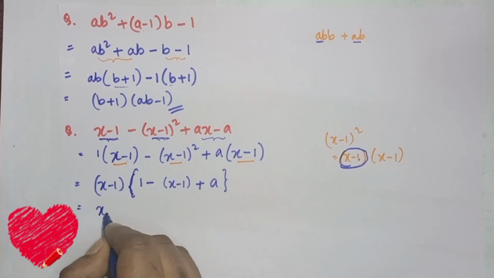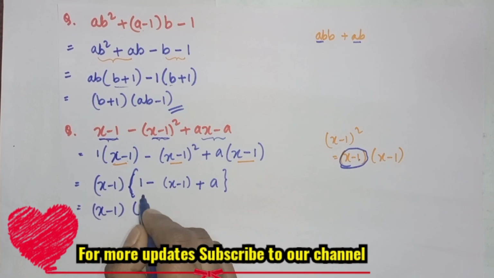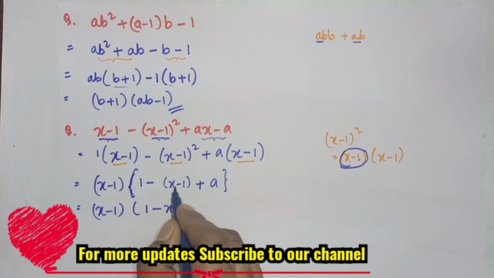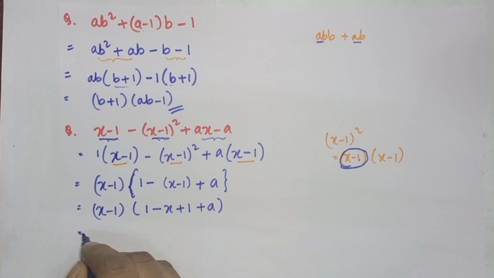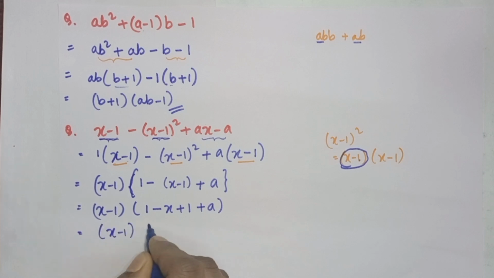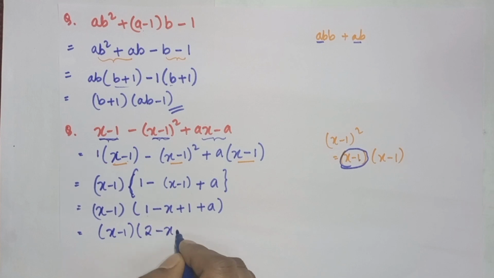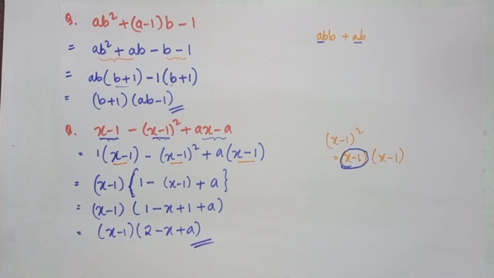Now it will be x minus 1 times (1 minus x minus plus, which is minus x minus minus plus, this side is 1 into 1 is 1) plus a. Now what can I do? x minus 1 plus 1, that means x. What do you have? Minus x plus a. So this is my final answer.